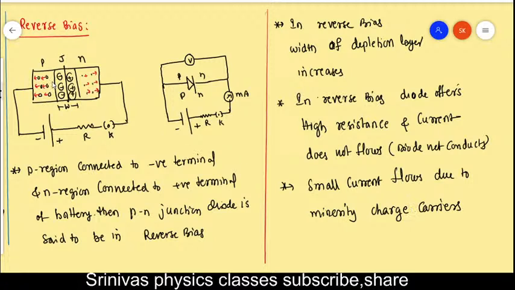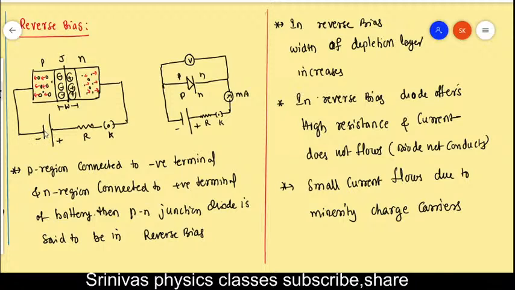In this region, one or two electrons are also there. These electrons are negatively charged. They are repelled by the negative terminal, so they will go that side. In the other region, one or two holes are also there. Holes are positive charge. In the N region, electrons are the majority. See the picture. In the P region, holes are the majority, but one or two electrons are also there.